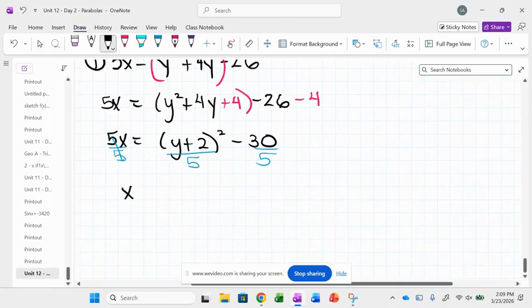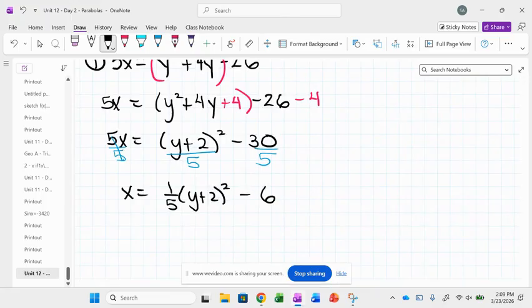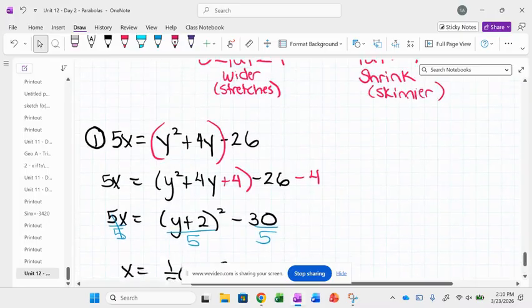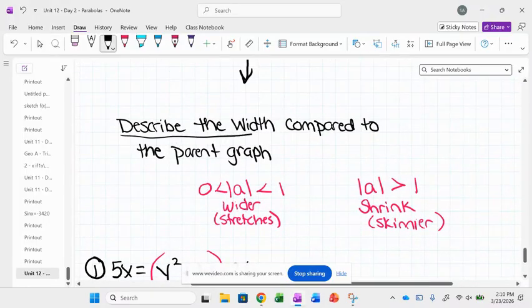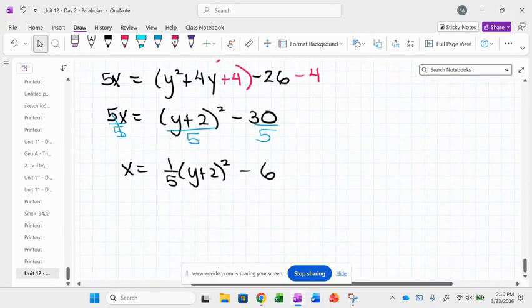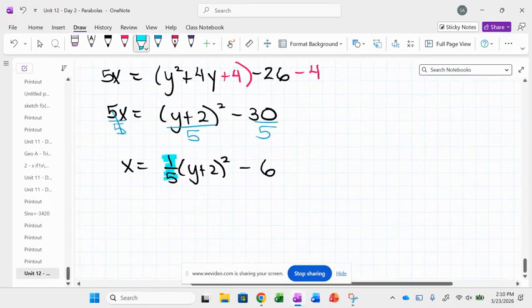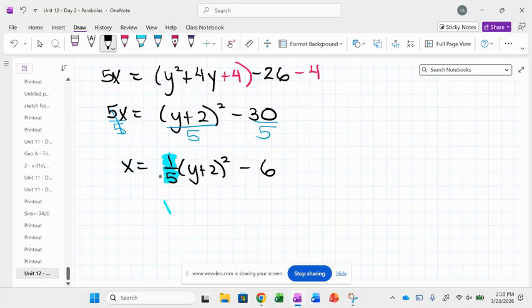So we're going to have x is equal to 1/5 times the quantity y plus 2 squared minus 6. Is this now in a good format? Now I don't want us to graph this. I'm not even asking you to find the length of the latus rectum. All I'm asking is to describe the width compared to the parent graph. Well, what is that going to be based on? Our a, right? Because the absolute value of this a is less than 1 and greater than 0, what is that going to be? Wider. You got it. This is going to be wider.